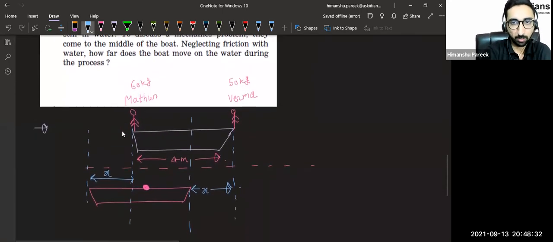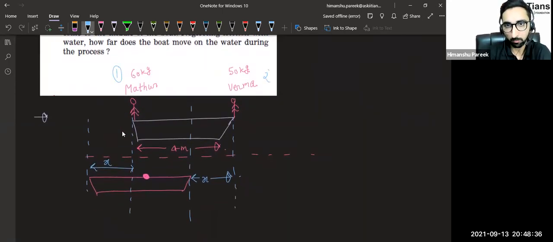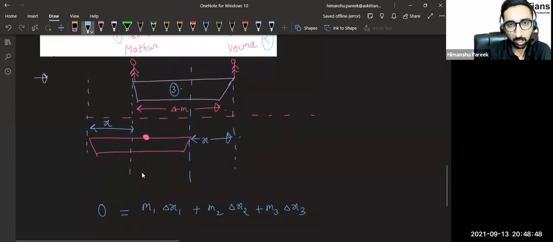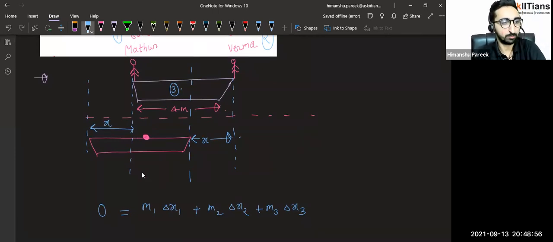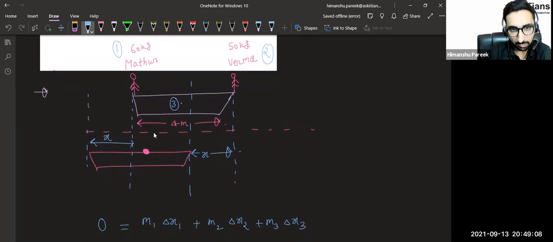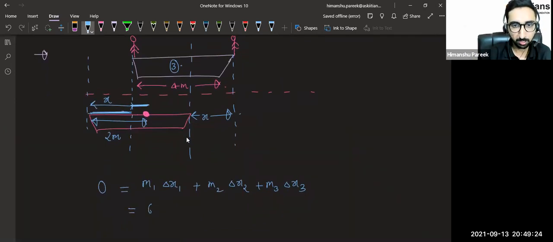Now, let's select m1, m2, m3. Suppose we call Mr. Mathur particle number 1. Mr. Verma we'll call particle number 2. And the boat, let's call it particle number 3. So, first of all, particle number 1, Mr. Mathur, how much distance has he moved? Can you tell me how much distance he has moved, Mr. Mathur? Very good. 2 minus x. So he has moved a distance of 2 minus x because this total distance is 2 meter, and this is already x. Now he has moved this much distance, which is 2 minus x towards right. So we will write down mass is 60 multiplied by 2 minus x plus.